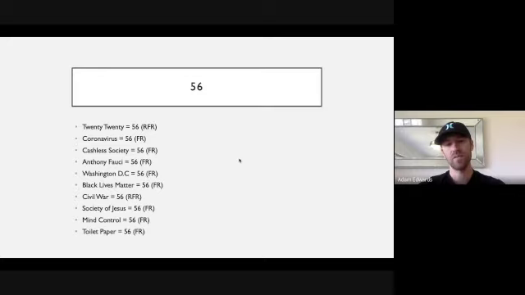Society of Jesus equals 56 in full reduction. They're the people behind all of this. Okay? Jesuit order, Society of Jesus, whatever you want to call them, same thing.